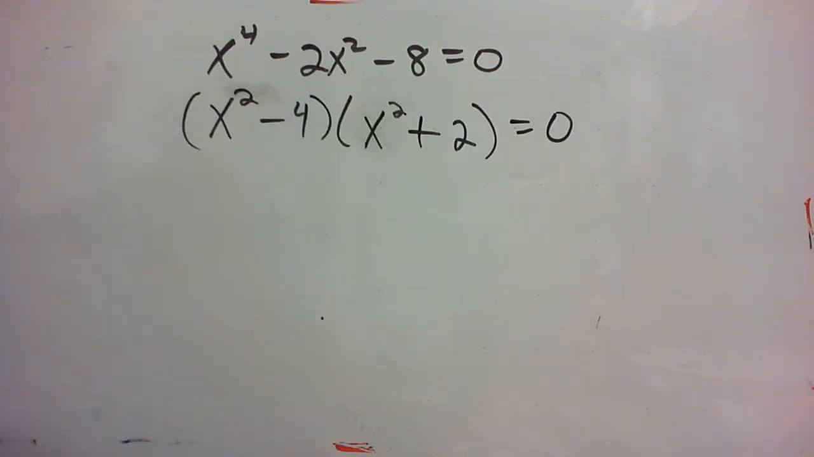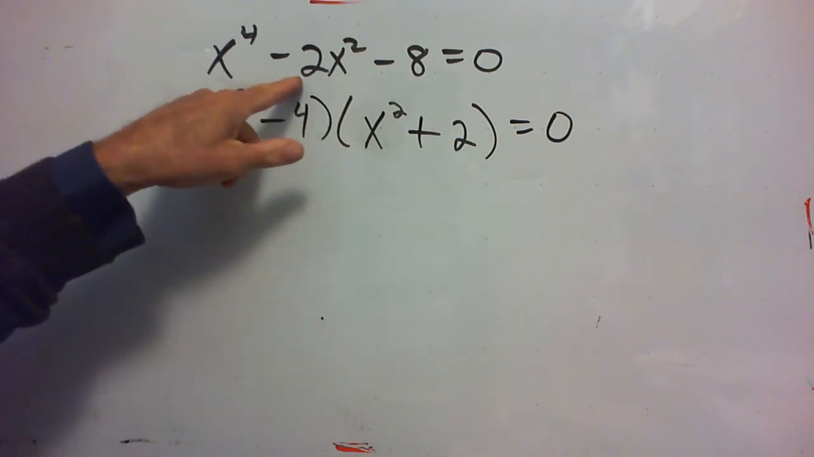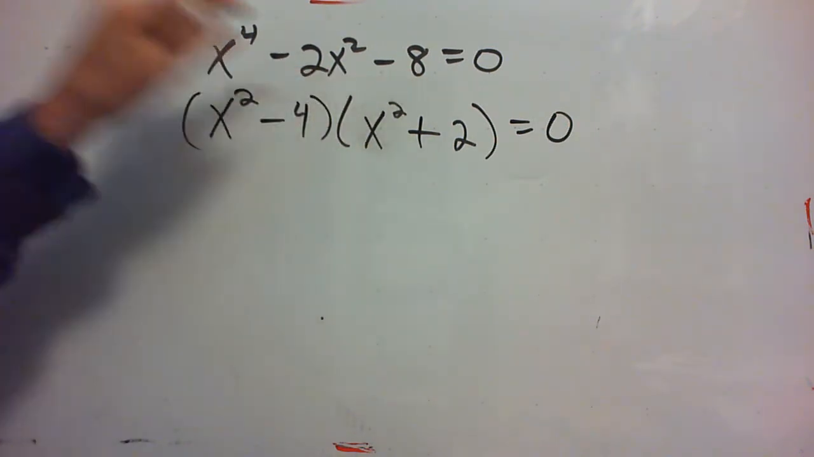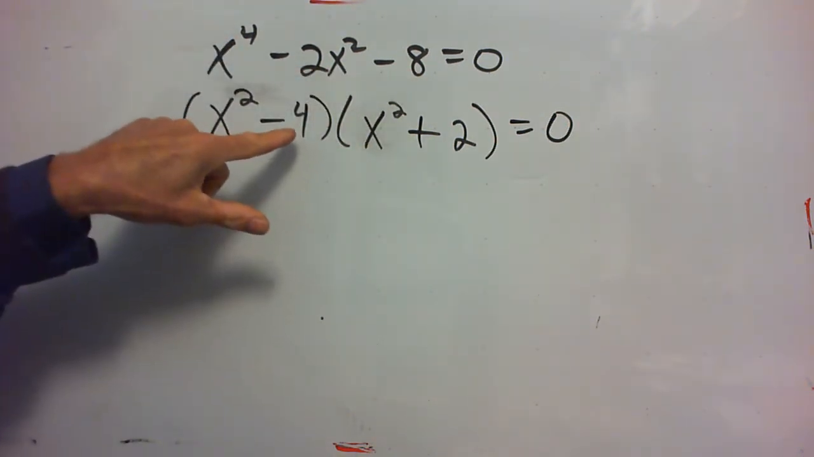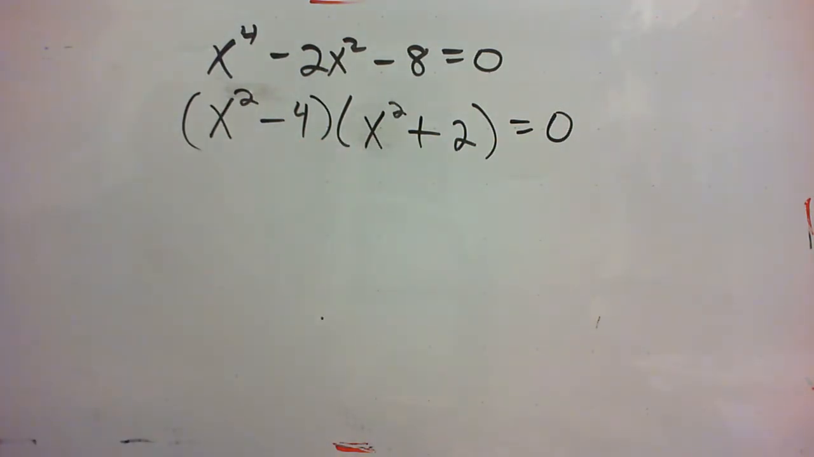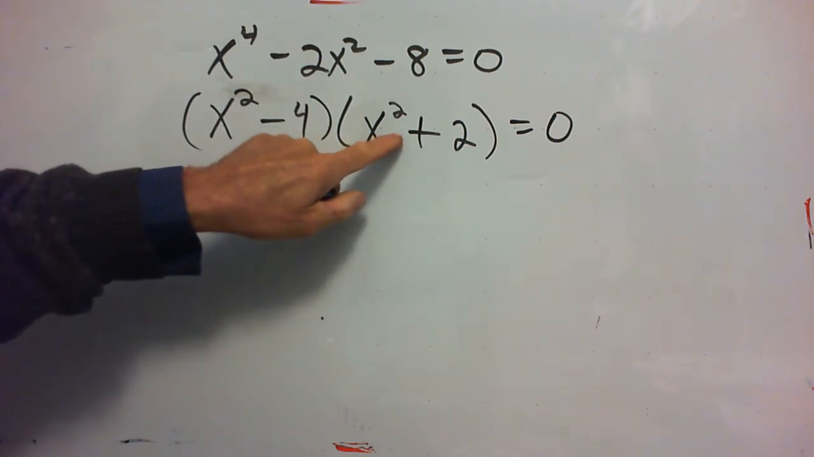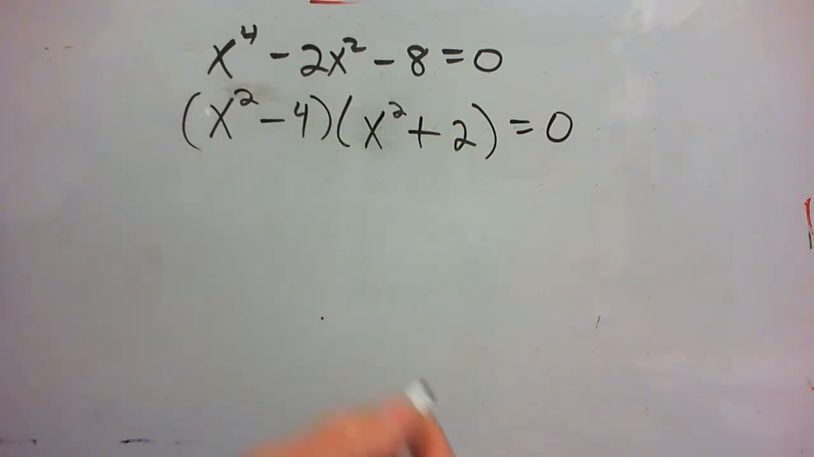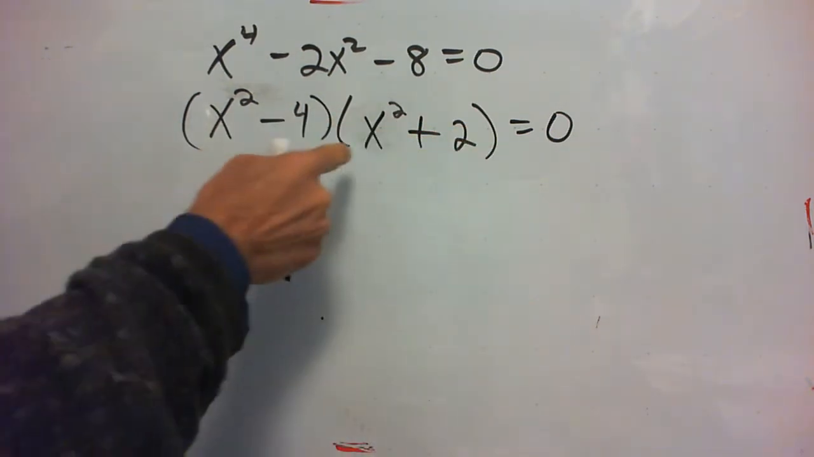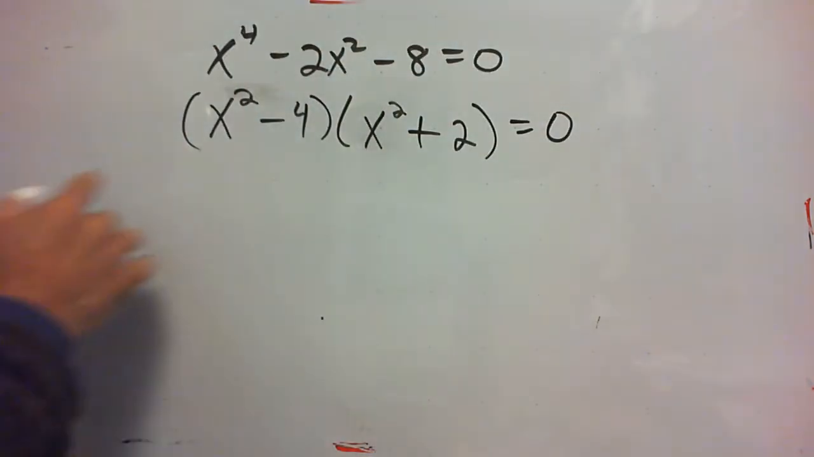So if it factors like the quadratic, you want to find two numbers that multiply to -8 but add up to -2. Those two numbers are -4 and 2. So the factorization, instead of x minus 4, it's x squared minus 4 times x squared plus 2. And we've got it factored. It works out. You can FOIL it out and check it.